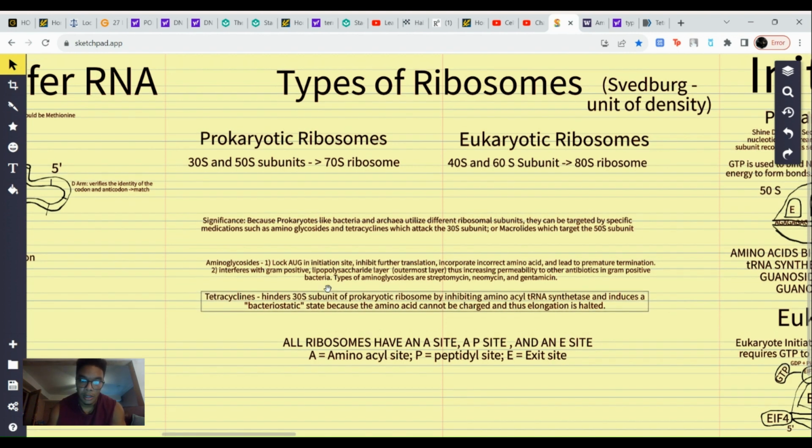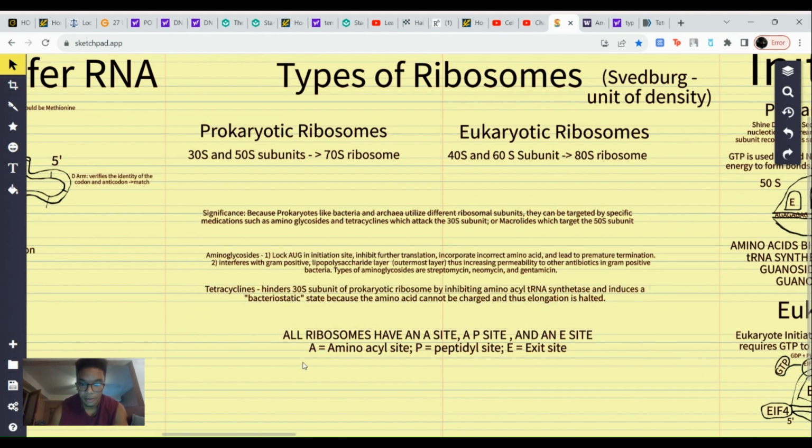So, before we move on, I think it's important to say that in these ribosomes, in the large subunit, so in prokaryotes this would be the 50S subunit, and in eukaryotic ribosomes this would be the 60S subunit, they all have an A site, a P site, and an E site. The A site stands for aminoacyl site. It's where the mRNA initially arrives.